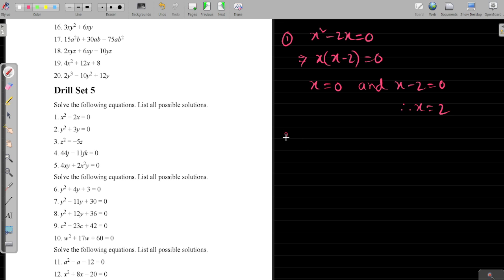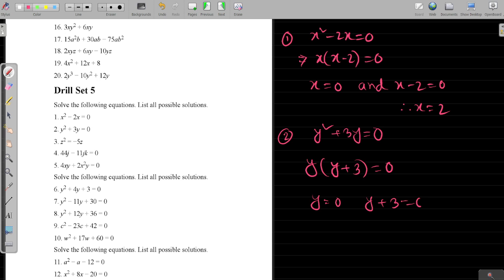Now I am going to solve number 2. y squared plus 3y equals 0. Same thing. If I take y common from here, then y plus 3 equals 0. Then y equals 0 and y plus 3 equals 0. That means y equals minus 3.